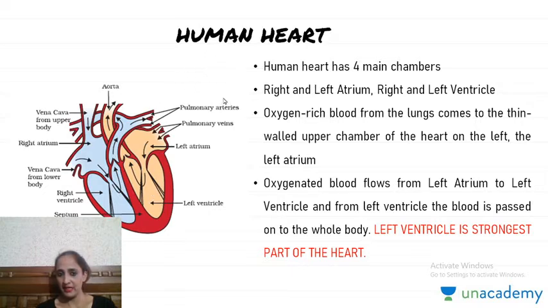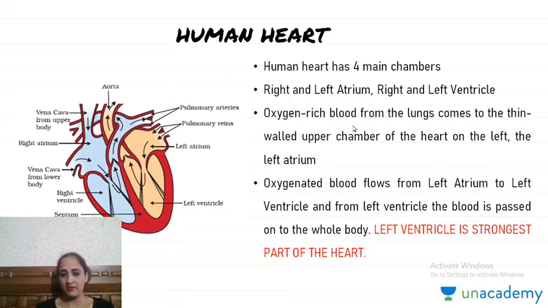Let's say here are lungs to left atrium, from left atrium to left ventricle, and this ventricle pumps blood to aorta, to the whole body. So that means your left ventricle has to pump blood to the whole body. So it has to be really, really strong, and that is why I have highlighted it. Left ventricle is the strongest chamber of the heart. It has thick muscular walls because it has to pump blood to the whole of your body. So that is why your left ventricle is very strong.